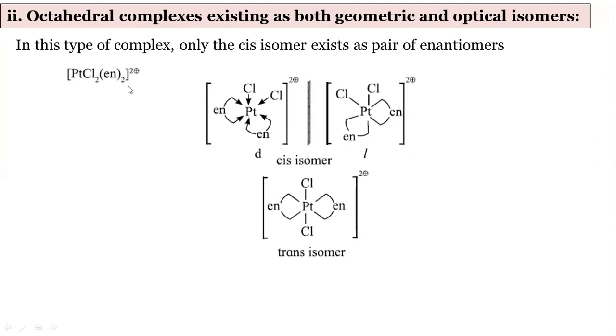So the next part is octahedral complexes existing as both geometric and optical isomers, but in this type only cis isomers exist. See, this is an octahedral complex. In this complex only the cis isomers exist.